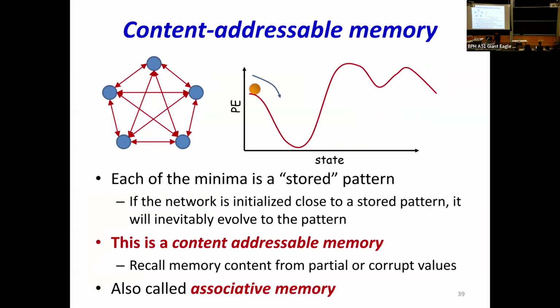And it so happens that this ends up being what is called a content addressable memory. Have you guys heard of the term content addressable memory? Anybody? So how do you actually retrieve a memory in a computer? If you're running a program and you want to recall something, how is memory usually retrieved in a standard processor?